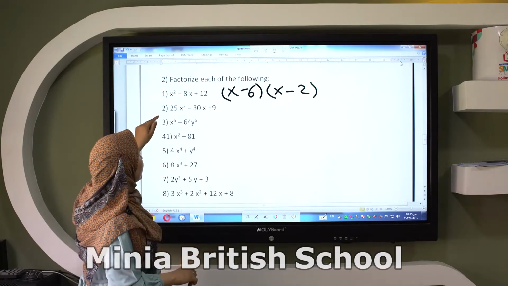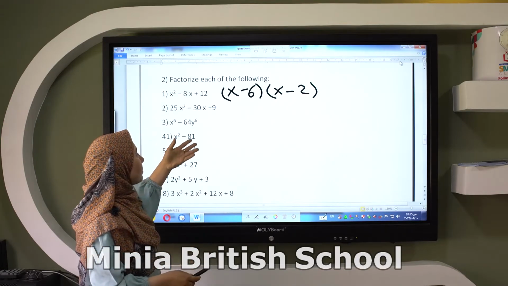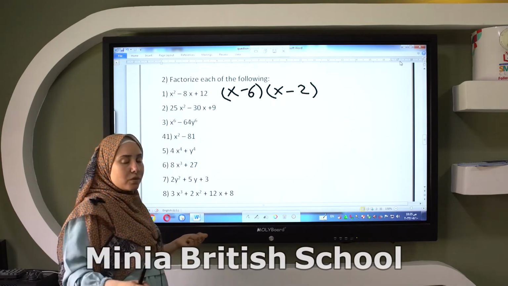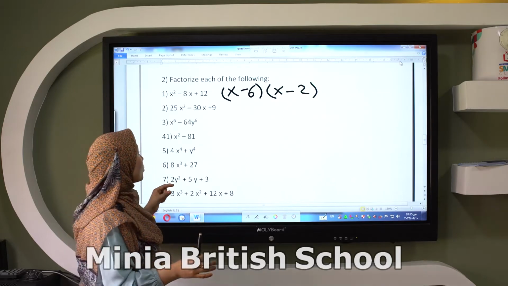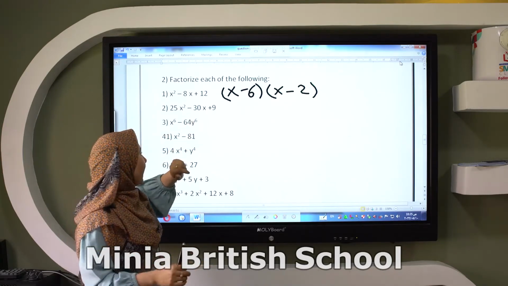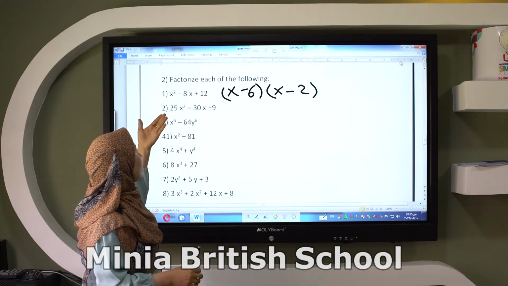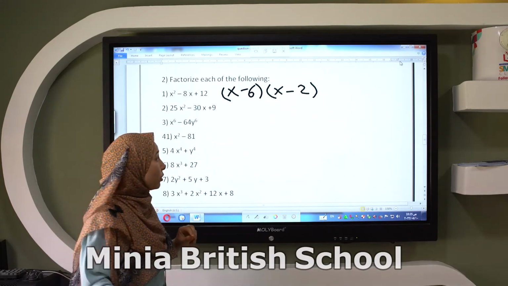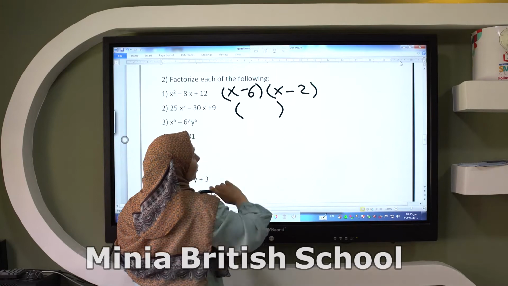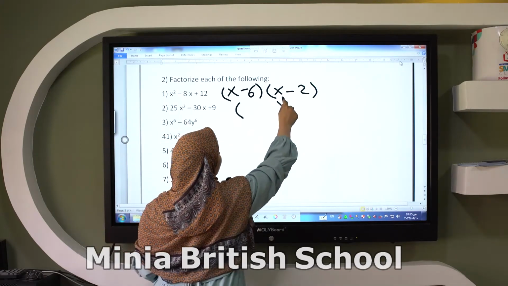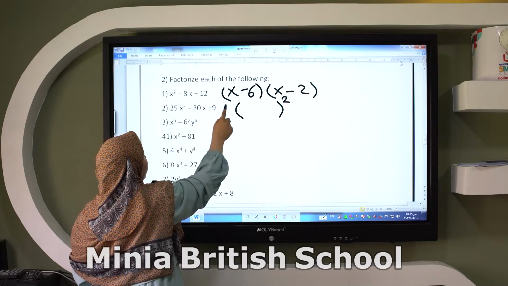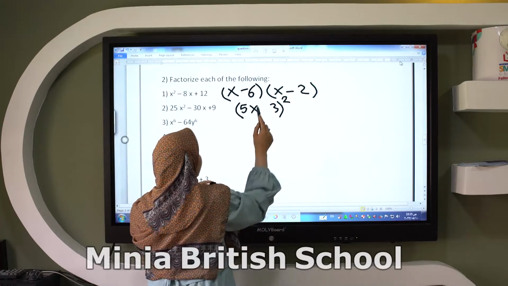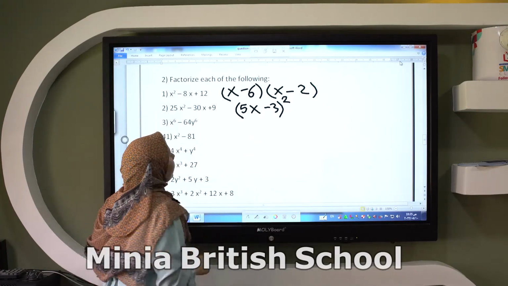Clear? Number 2: 25x power 2 minus 30x plus 9. This expression is called a perfect square trinomial. Okay, make sure the middle term is right: 2 times root of first times root of second equals 30x. Then this expression is a perfect square trinomial. So you can factorize it in one pair of arcs raised to power 2. Find the root of the first term, 5x, find the root of the second term, 3, and take the same sign as the middle term, okay, like this.